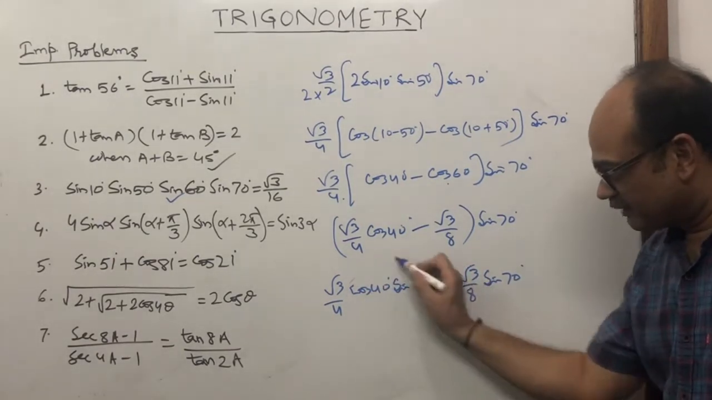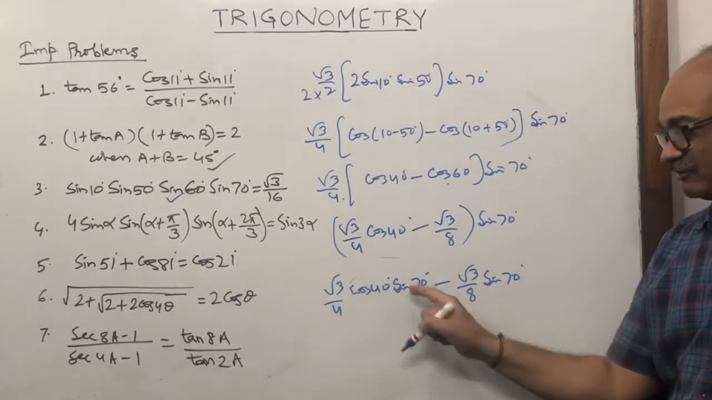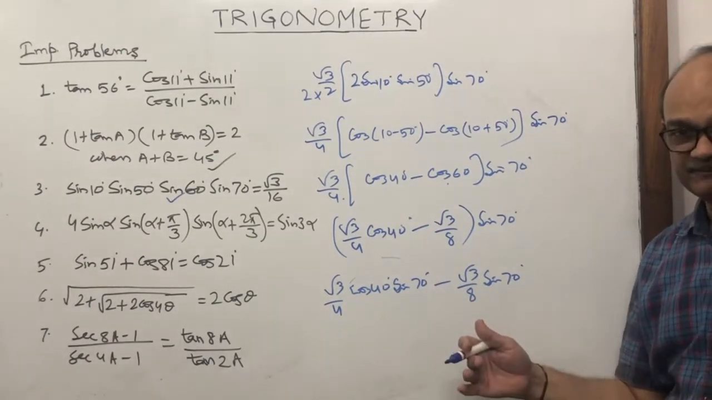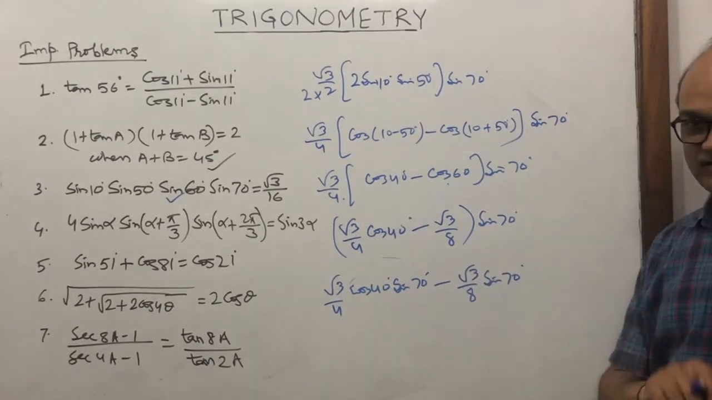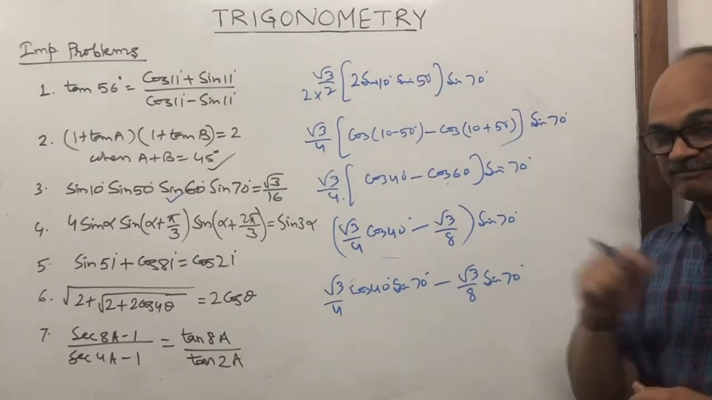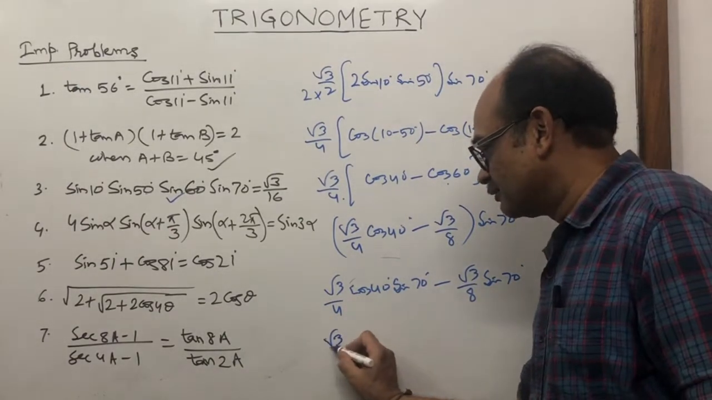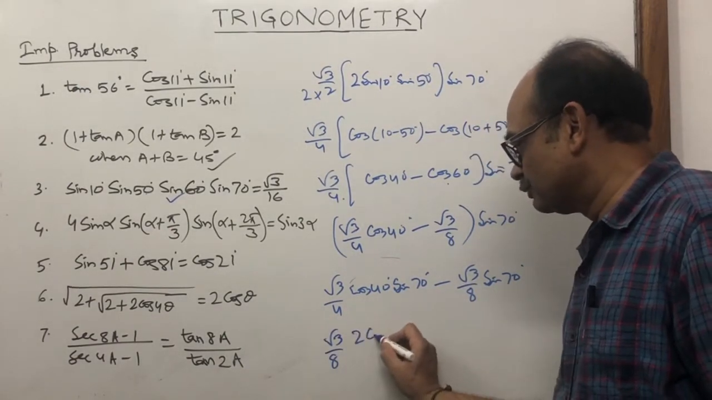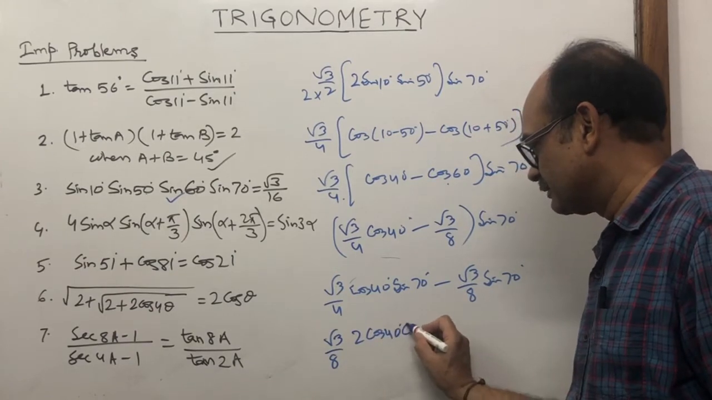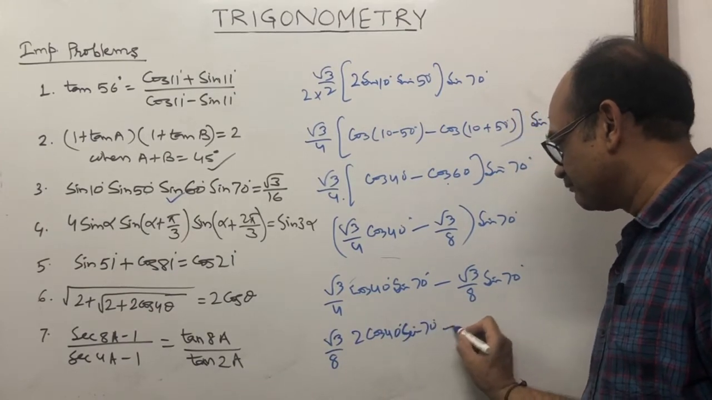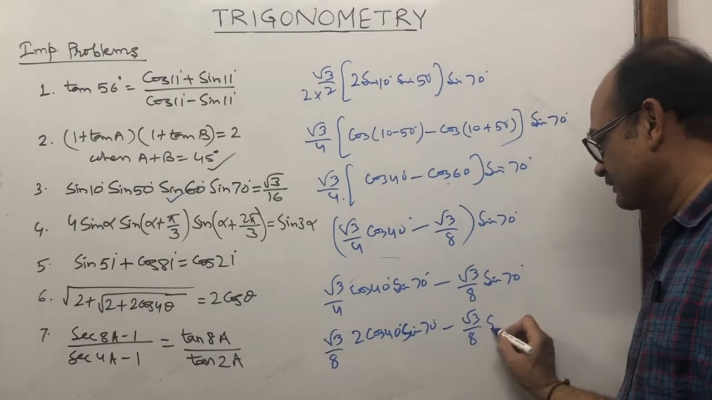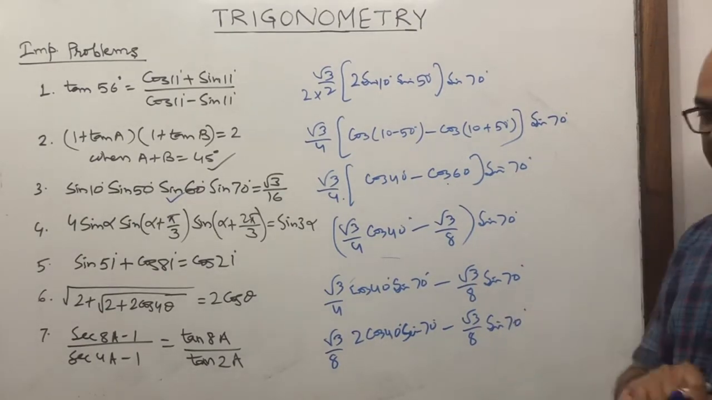You know the formula, but if it is 2 cos A cos B or 2 cos A sin B, it means it is not a complete formula. If you multiply by 2, divide by 2, then it will become root 3 by 8, 2 cos A sin B minus root 3 by 8 sin 70.